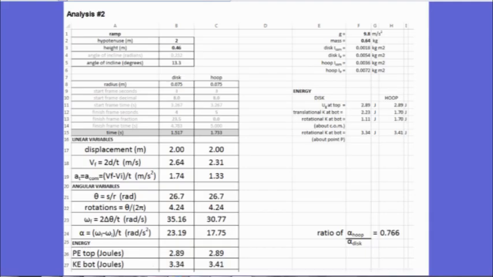Is energy conserved in this experiment? Compare the gravitational potential energy at the top to the total kinetic energy at the bottom.